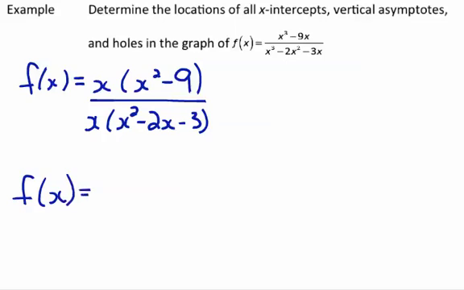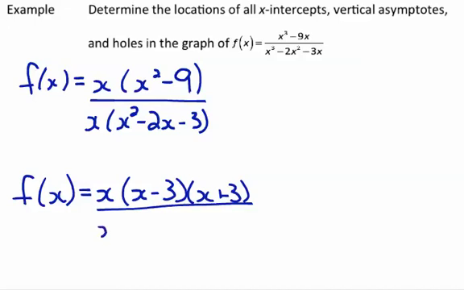So if we continue, x squared minus 9 is a difference of squares. We would have x minus 3 and x plus 3. On the bottom, x squared minus 2x minus 3 can factor into x minus 3 and x plus 1.